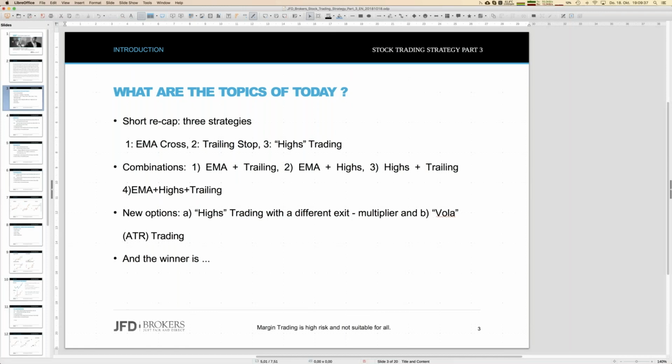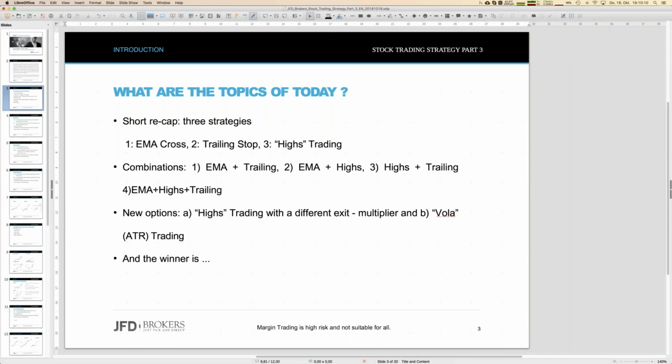And then what we did in part 2, we did a combination of those 3 individual strategies, leading to 4 kinds of combinations: 2 combinations, and 1 is all 3 together. And we looked in detail at what we achieved for the overall portfolio, trading all the 100 shares of the S&P 100. And then we realized we might need new options. And those new options are high trading with a different exit multiplier.